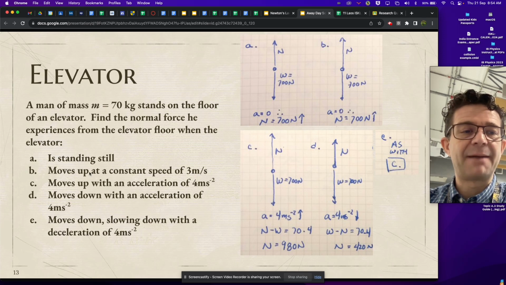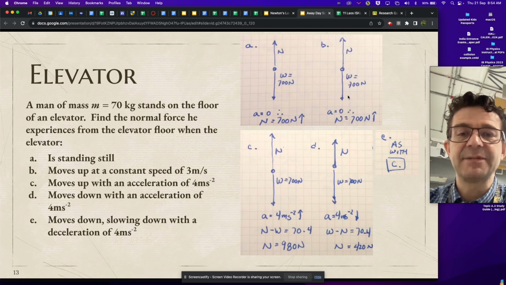The same thing happens in situation B. When you're moving up at a constant speed of 3 meters per second, that's also Newton's first law. The same free body diagram. In this case, the normal force will be the same as the weight because, again, the acceleration is equal to zero. Even though the person is in motion, the net force is zero and there's no acceleration.